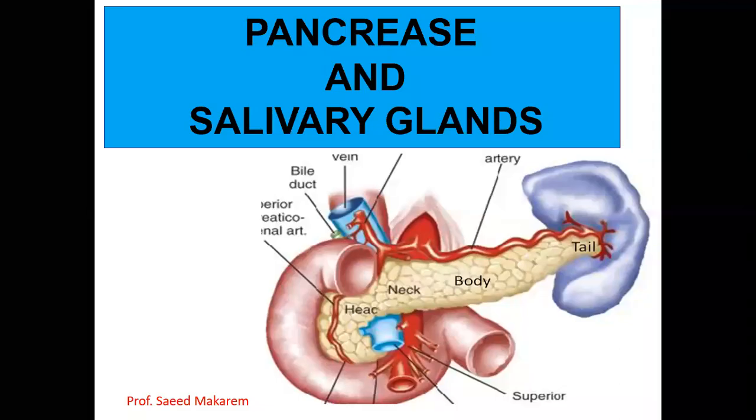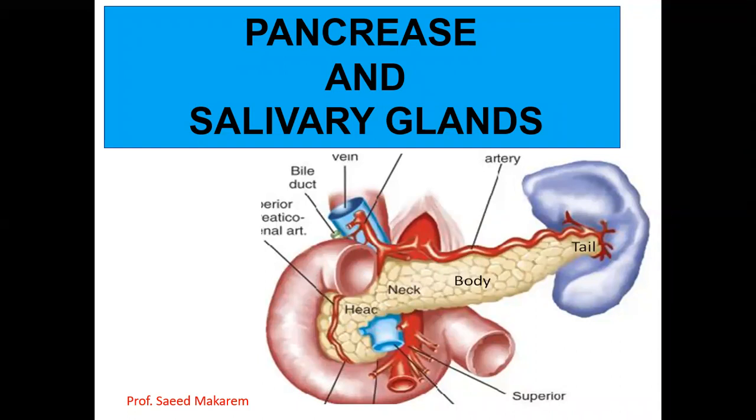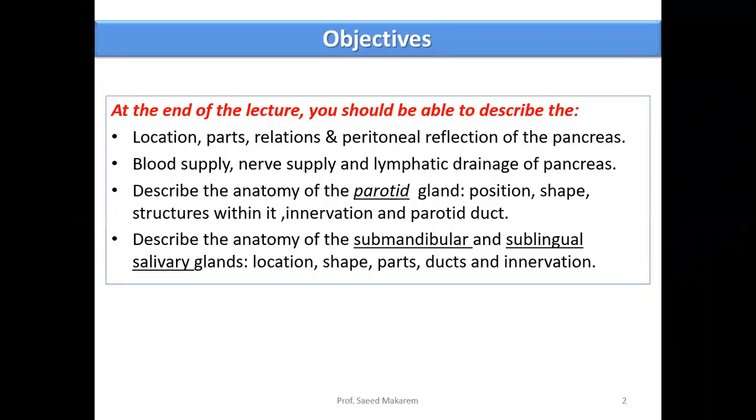Okay, today we'll discuss one more important topic, that is the anatomy of the pancreas as well as the salivary glands. So these are the objectives related to this topic: location, parts, relation, and peritoneal reflections of the pancreas, blood supply, nerve supply, and lymphatic drainage of pancreas, then the anatomy of the parotid gland, position, shape, structure, structures passing through it, innervation and parotid duct, then the anatomy of the submandibular and sublingual salivary glands, including their location, shape, parts, ducts, and innervation.